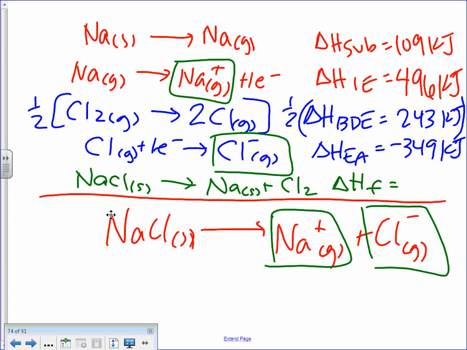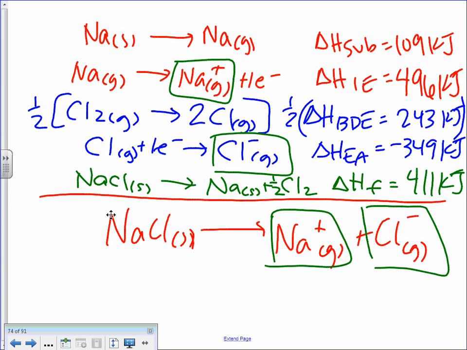Diatomic gas. And I know to make one chlorine on the right side, I need half of that. That's the formation equation, but I've reversed it, right? So if I reversed it, and the heat of formation is negative 411, what is this one? 411, because I'm talking about the flipped version, so we change the sign.